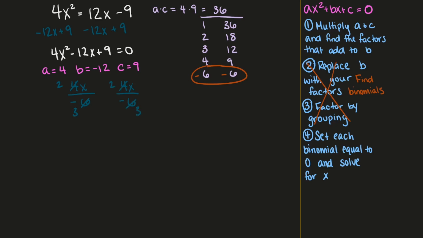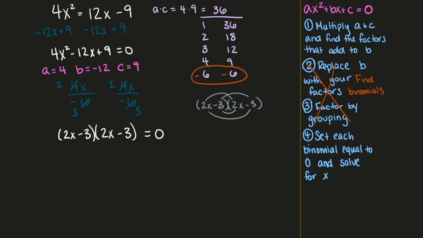So our binomials are actually going to be 2x minus 3 times 2x minus 3 equals 0. And if we FOIL that out, we should get our 4x squared minus 12x plus 9 equals 0. So first, outside, inside, last, if we remember our FOIL method, 4x squared minus 6x minus 6x plus 9, which is 4x squared minus 12x plus 9.